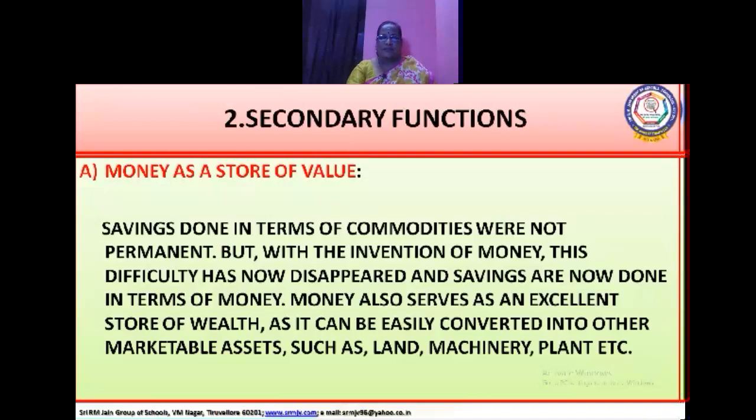Secondary function. Money as a store of value. Savings done in terms of commodities were not permanent, but with the invention of money, this difficulty has disappeared and savings are now done in terms of money. Money also serves as an excellent store of wealth as it can be easily converted into other marketable assets such as land, machinery, plant, etc.